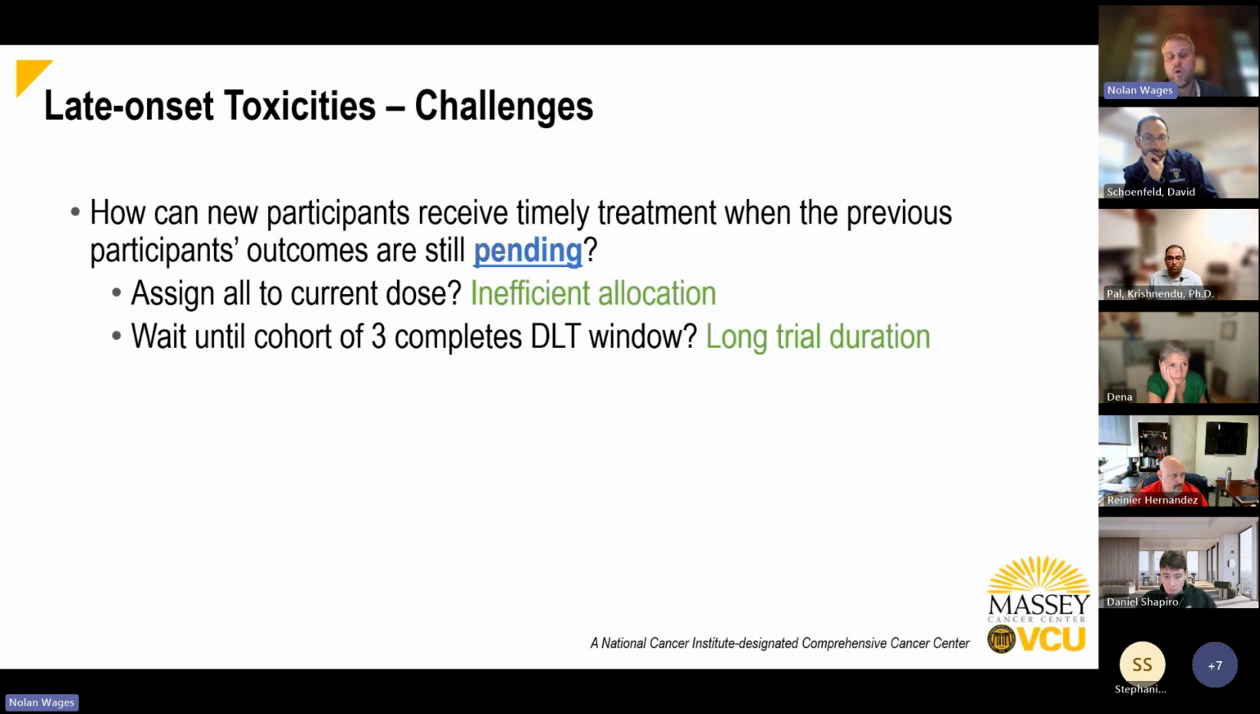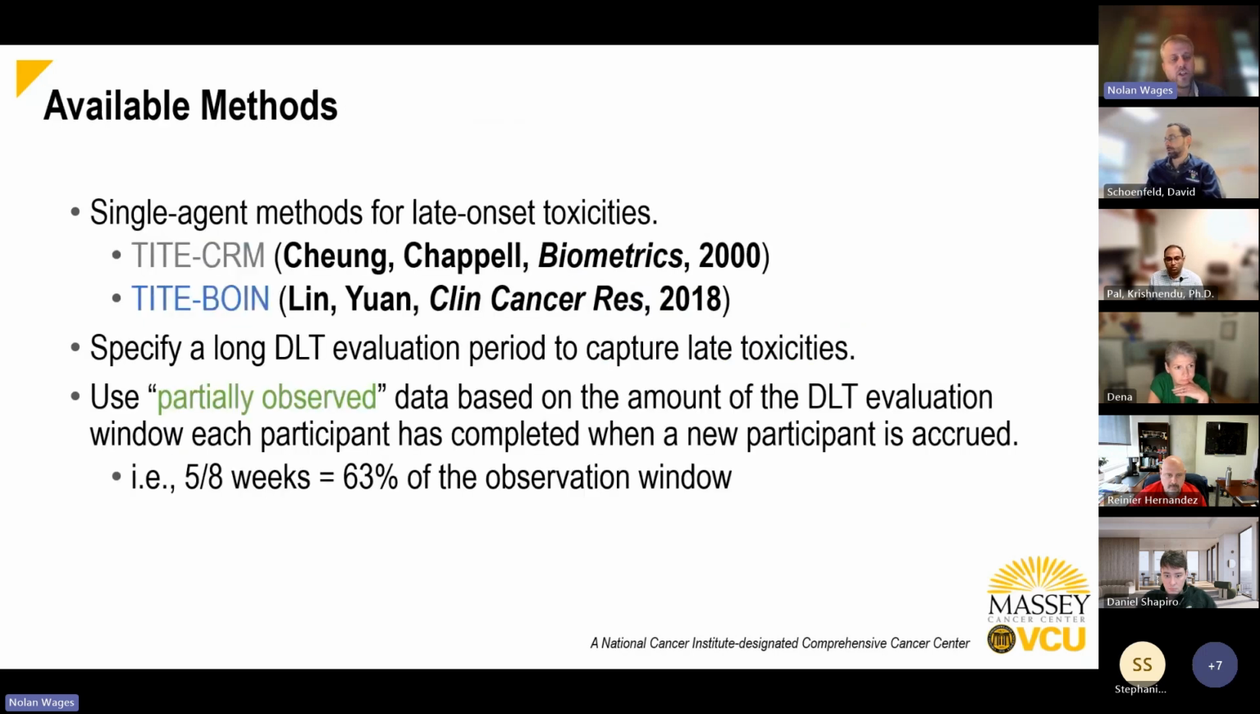Or do we wait until a cohort of 3 completely finishes the DLT evaluation window? If we do that, we're going to have patients waiting to be assigned. We're going to have long trial duration. So neither of these cases is optimal or very efficient.